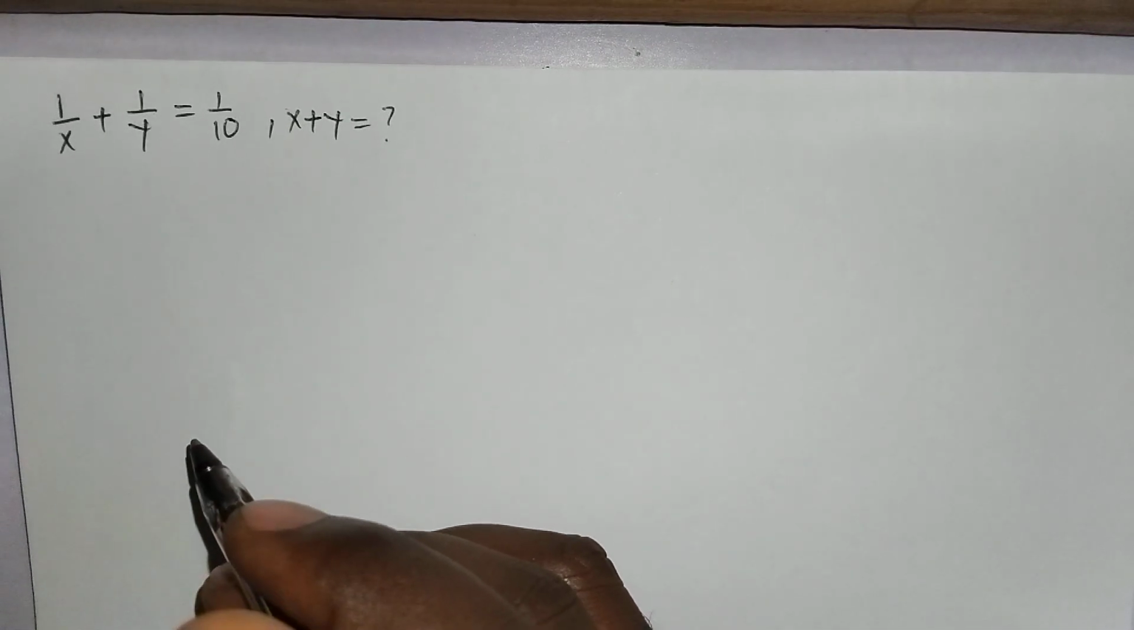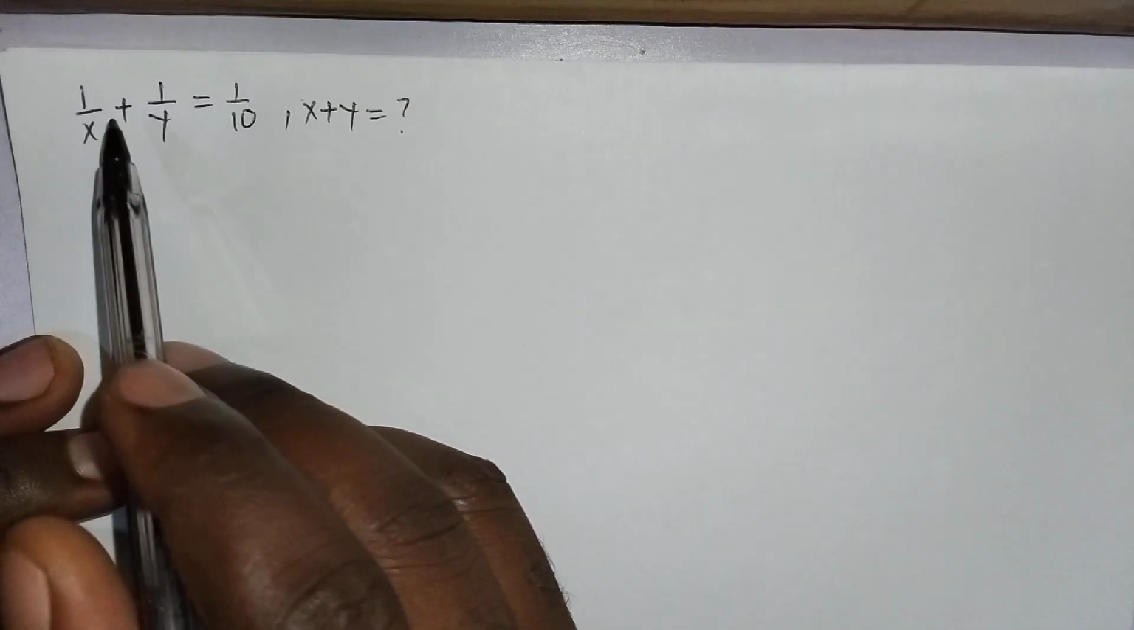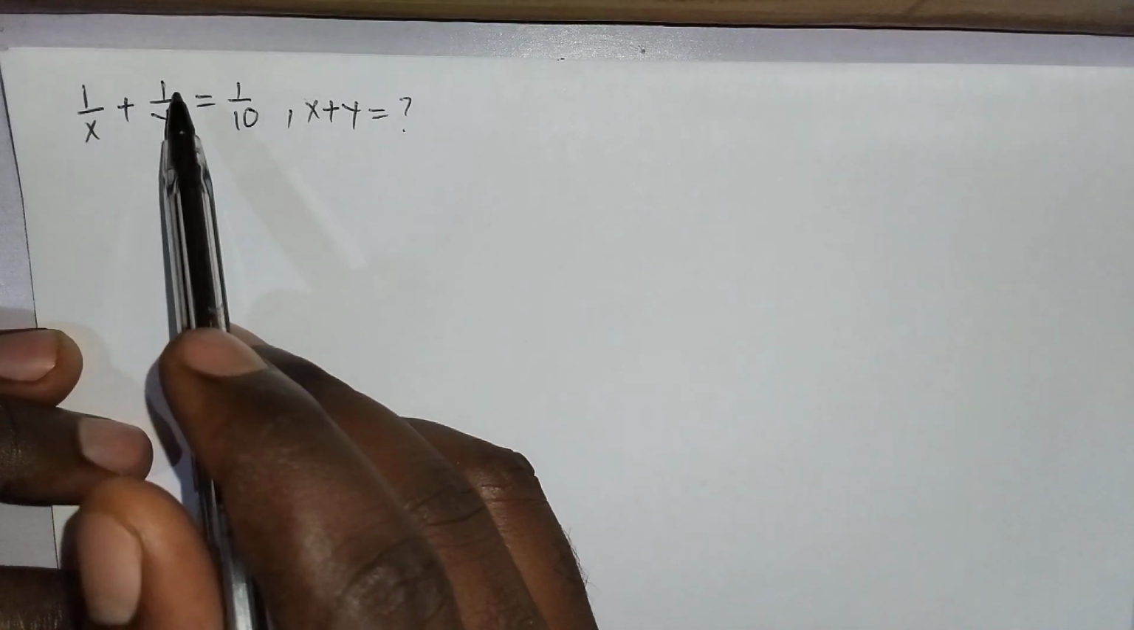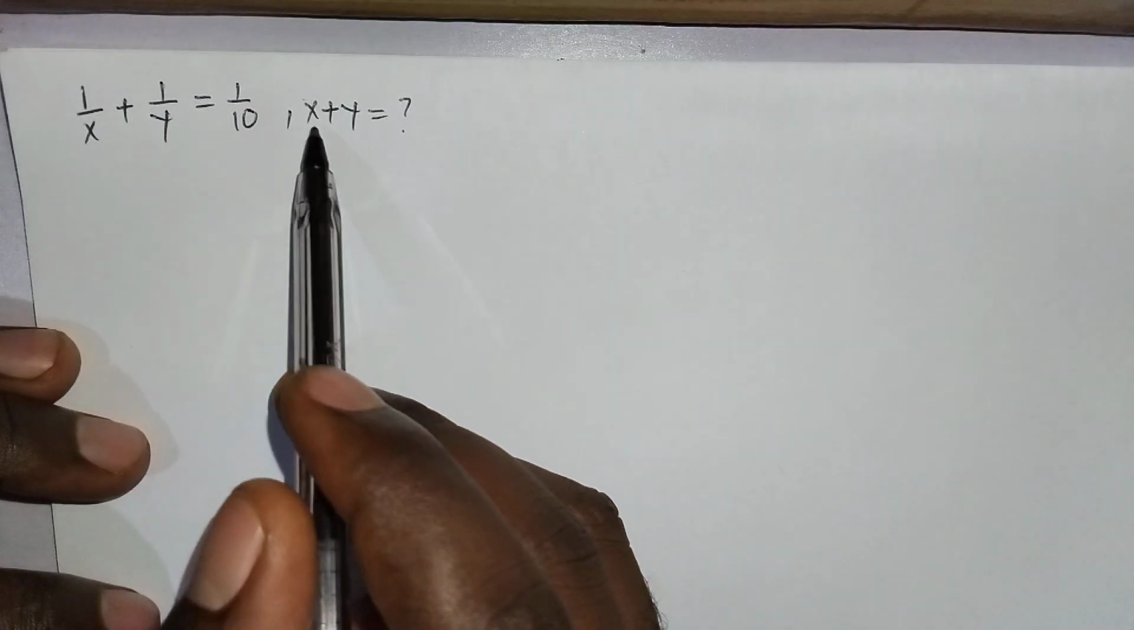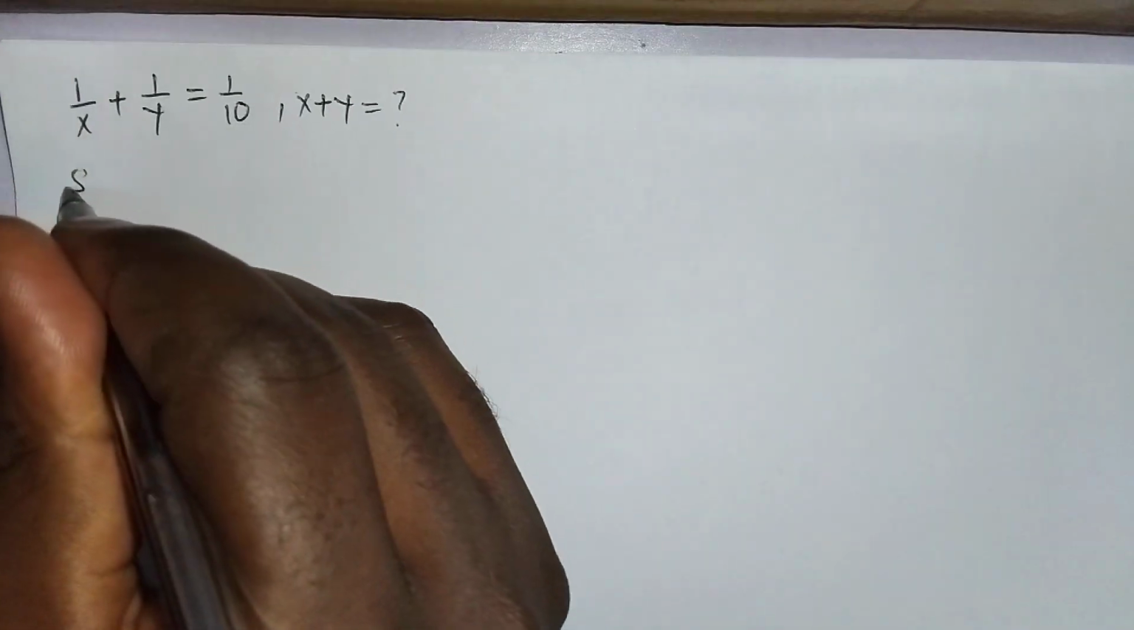Hello, you are welcome to solve this math problem. 1 over x plus 1 over y equals 1 over 10. Then find x plus y. Solution.